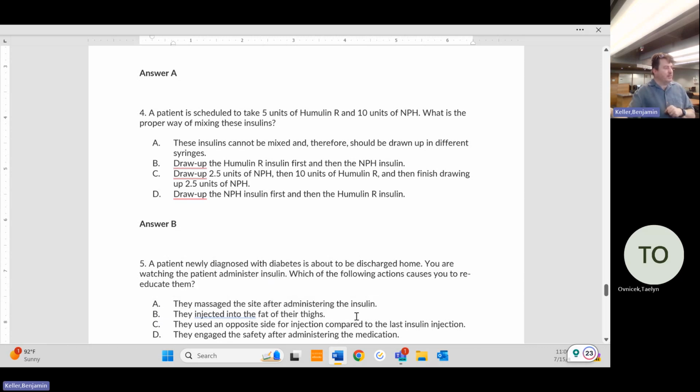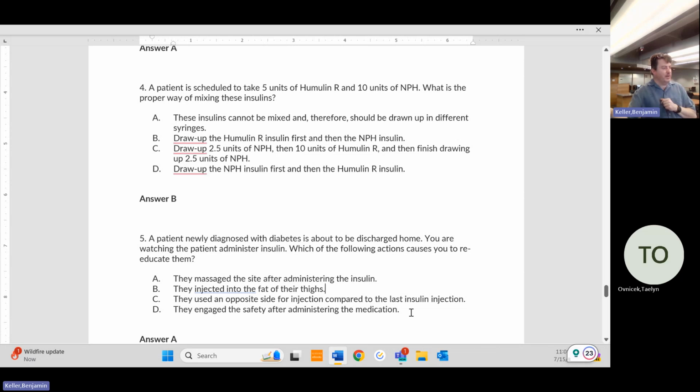Okay, they inject it into the fat of their thighs. Is that a good spot to stick it? Yeah, they should rotate the thighs and abs, and they can do the arms. But if you want to go for the fatty tissues, they use the opposite side as opposed to the last insulin injection. Is that good? Yeah, that's good. They should be rotating the sides, right?